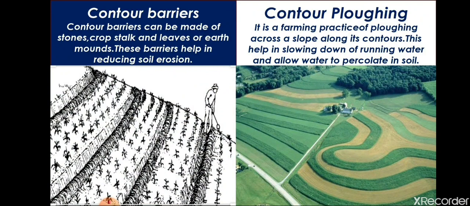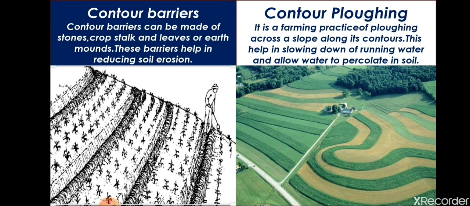Now contour barriers and contour plowing. These are mainly practiced on hilly slopes, at places that have slopes. Wherever there is a slope, the speed of the moving water will be greater, and if the speed is greater, it will erode more soil with it. That is why contour barriers are formed. Contour barriers are barriers that can be made of stone, of trees, or also of mud.